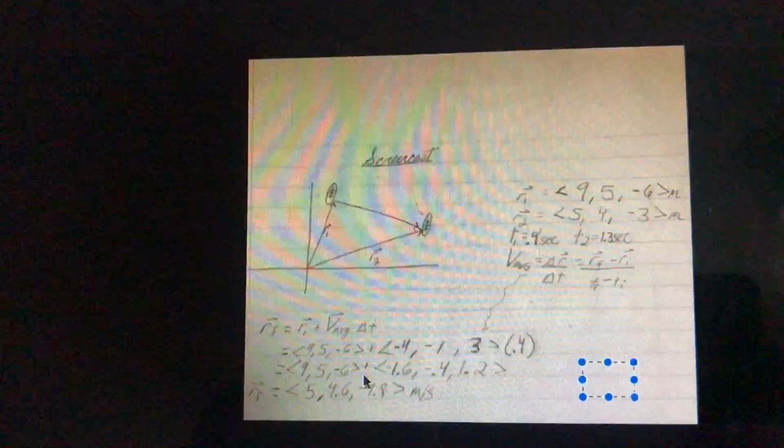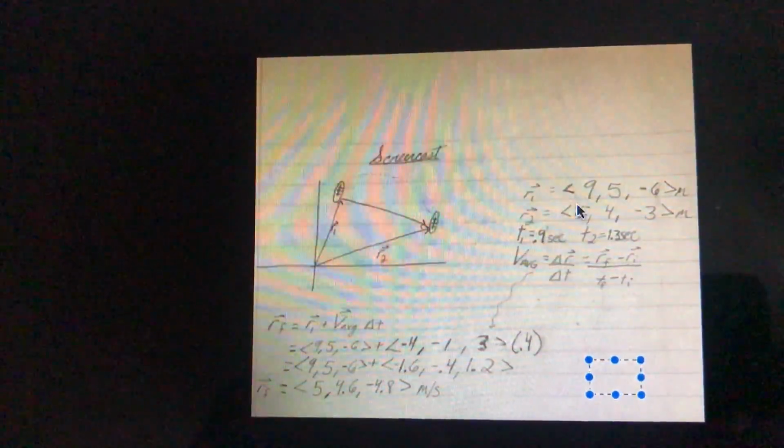Now add those two vectors together, and that's in meters per second, and that will give you the final. And that's my understanding of the position update.